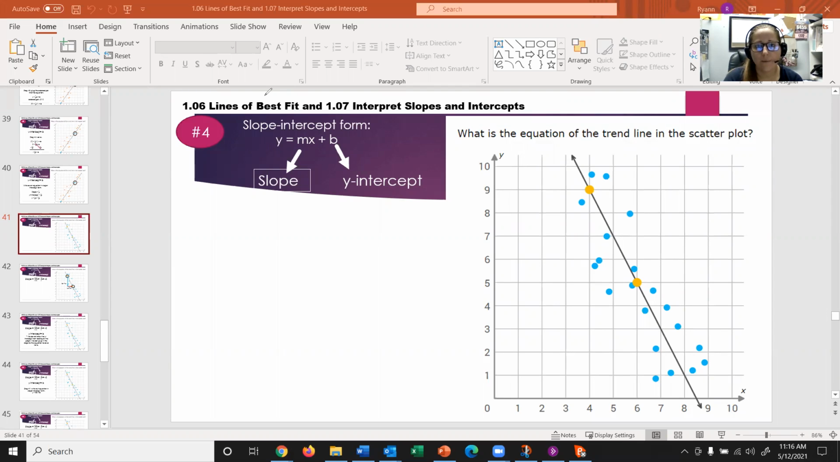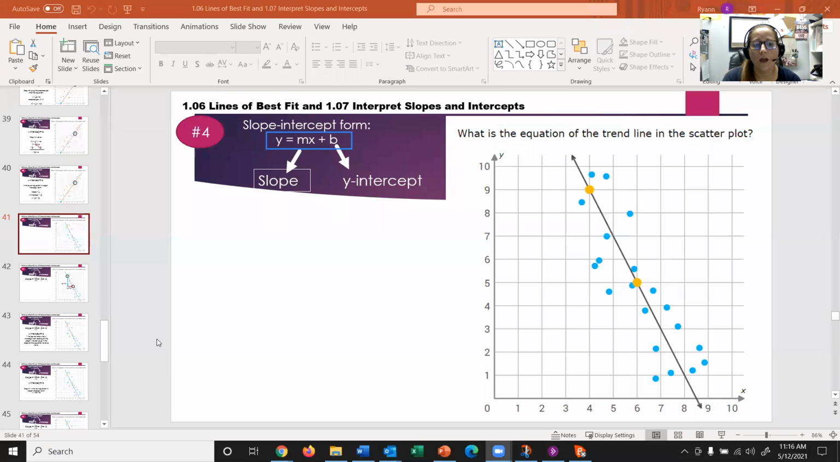Okay, so right up here at the top, I have this written out for you, y equals mx plus b, where the m of this line is your slope, or the movement of that line. And then the b is going to be your y-intercept, or where that line is going to cross the y-axis, or the beginning of that line.